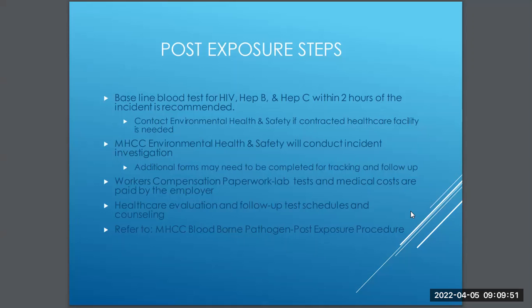Workers' compensation paperwork, lab tests, and medical costs are paid by the employer. For healthcare evaluation, follow-up test schedule, and counseling, refer to the MHCC bloodborne pathogen post-exposure procedure.